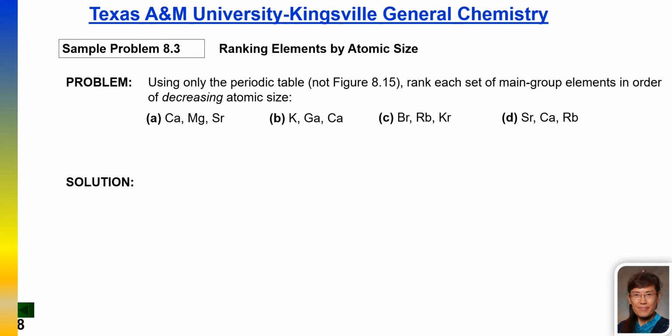Let's try a couple of examples. The first group of examples, you have calcium, magnesium, and strontium. Second group, you have K, Ga, Ca. Third group, fourth group.